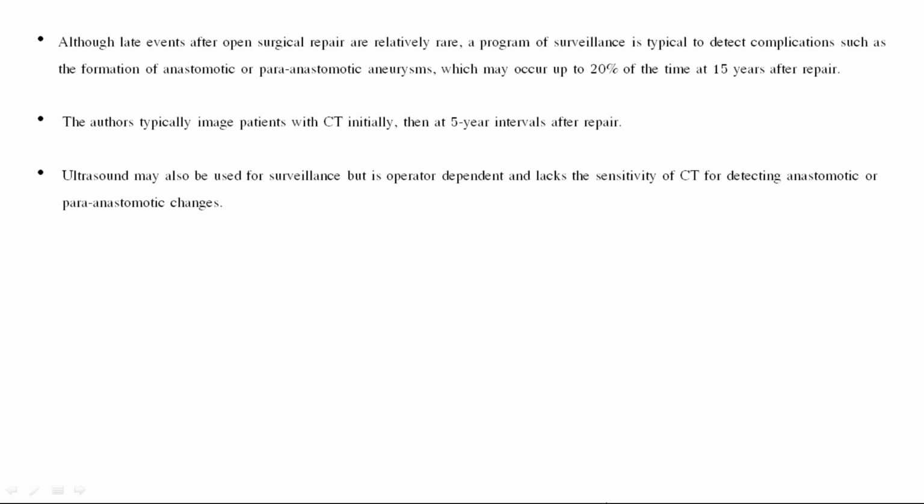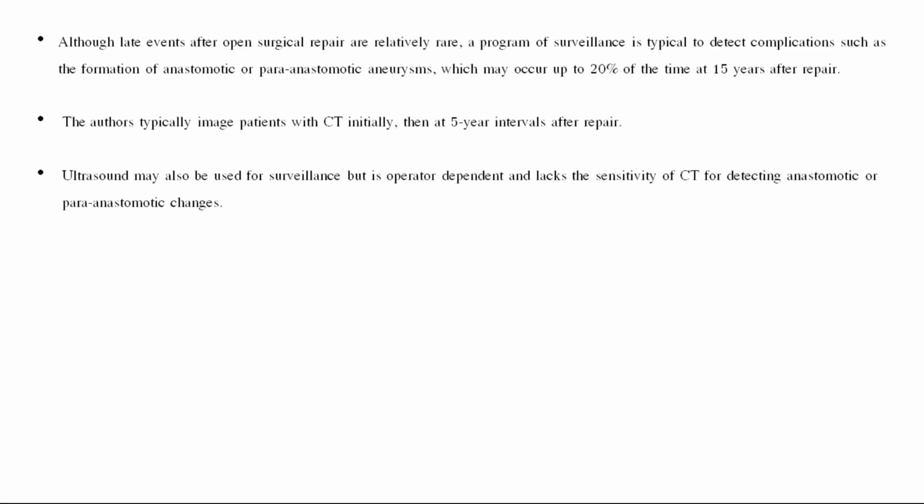So, although the late events after open surgical repair are relatively rare, overall surveillance is typically done to detect complications such as the formation of anastomotic or para-anastomotic aneurysms, which account for 20% at 15 years after the repair. So all these complications may occur in 20% of surgical patients at 15 years after repair, not at an earlier period.